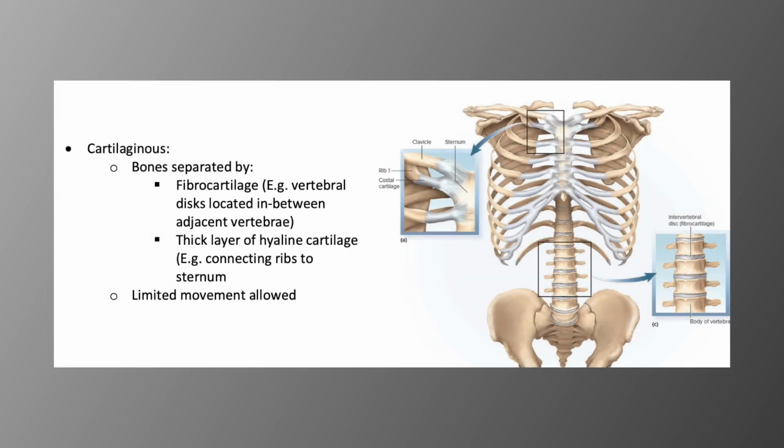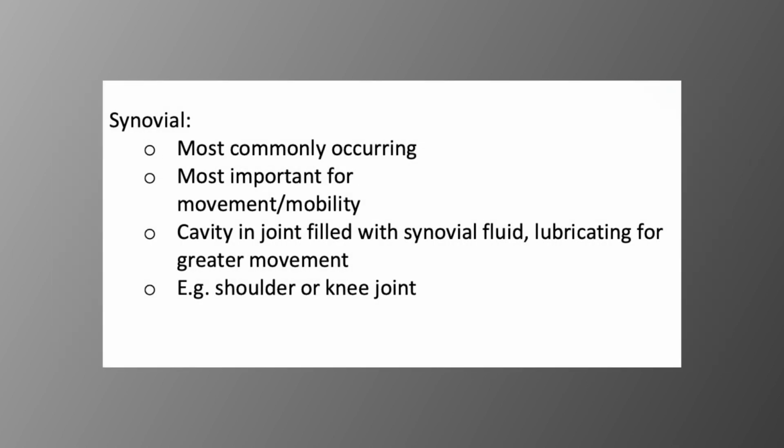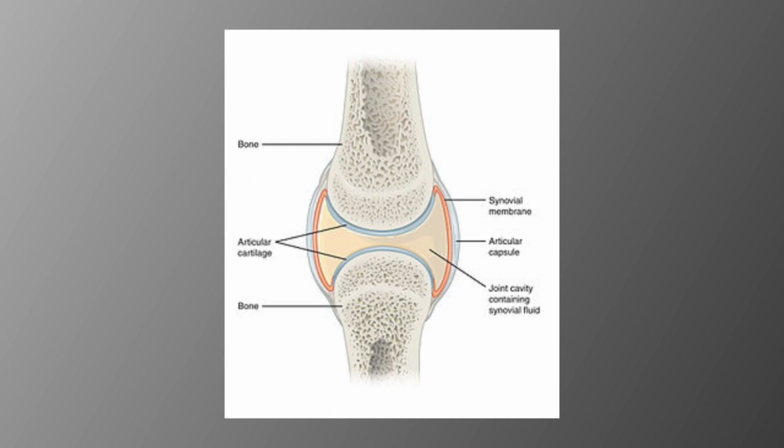Cartilaginous joints are bones separated by fibrocartilage, such as vertebral discs located in between adjacent vertebrae, and a thick layer of hyaline cartilage, such as in connecting ribs to sternum, and they allow limited movement. Synovial joints are the most commonly occurring, the most important for movement and mobility, and include a cavity in the joint filled with synovial fluid, lubricating for greater movement.